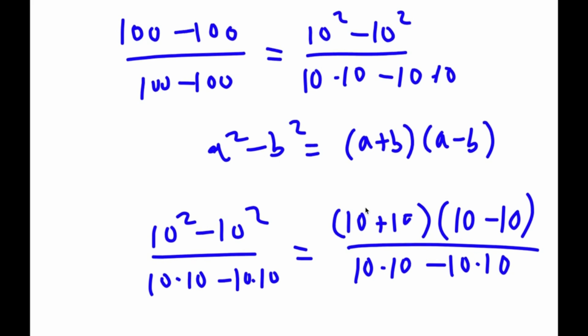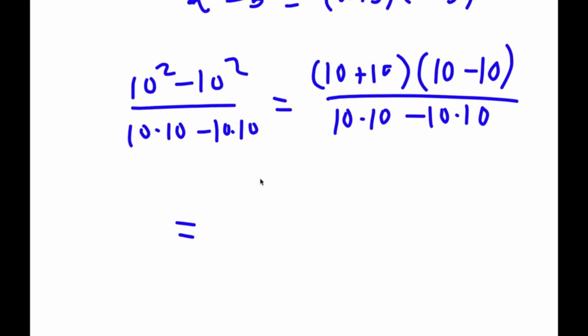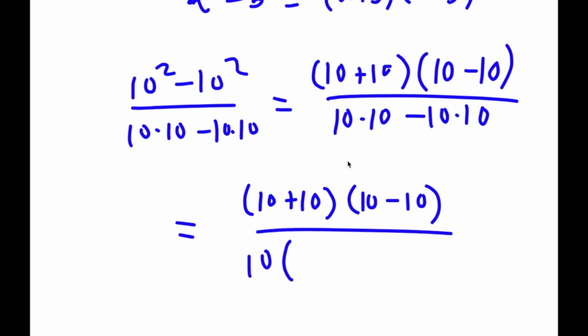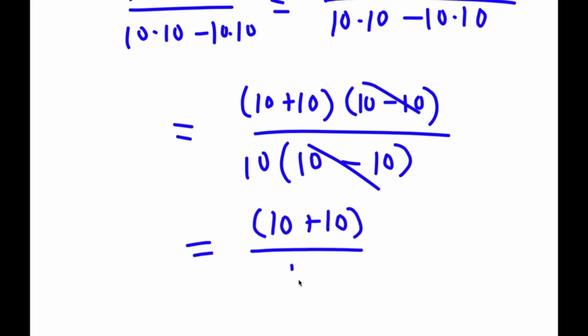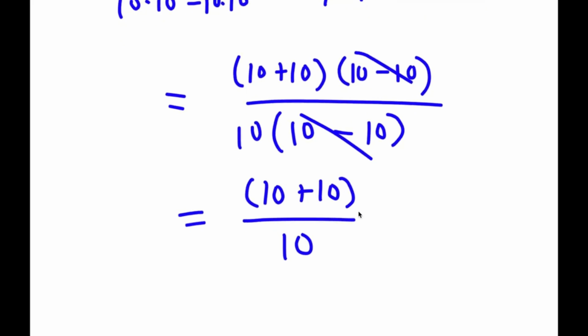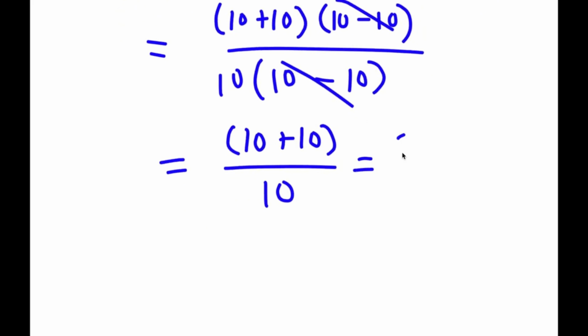And now from the denominator, if I factor out 10, I get 10 times, from here, all that's going to be left is 10 minus, from here, 10. And now, I'm simply going to cancel out these two 10 minus 10s. So now I'm going to be left with 10 plus 10 over 10. Now, 10 plus 10, that's the same thing as 20. So I have 20 over 10, and 20 divided by 10 is simply 2.